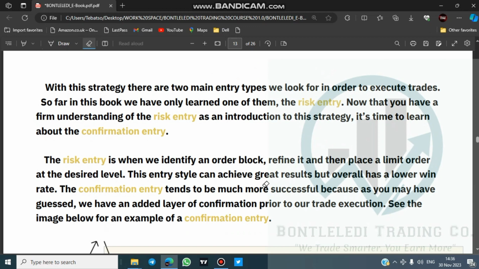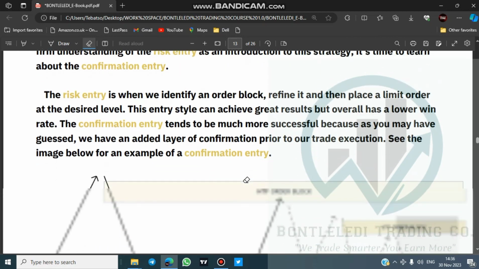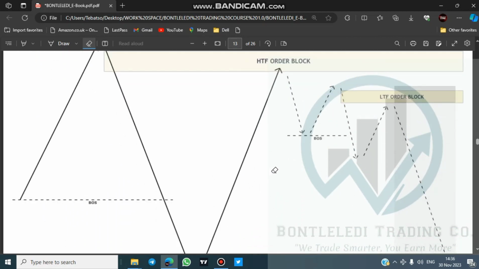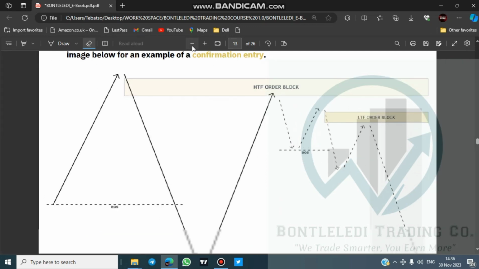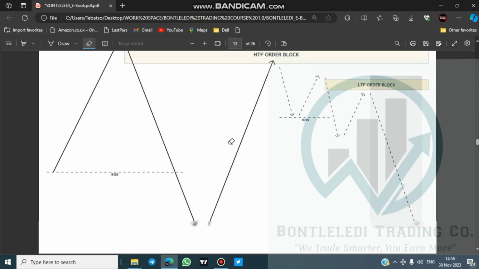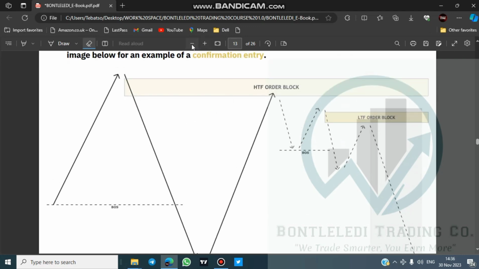This entry style can achieve great results, but overall has a lower win rate. But the confirmation entry tends to be much more successful because, as you may have guessed, we have added a layer of confirmation prior to our trade execution. See the image below for an example of what a confirmation entry looks like. Remember, look at this now. Let me minimize it as far as possible so that you can see it clearly. Let me do it again.